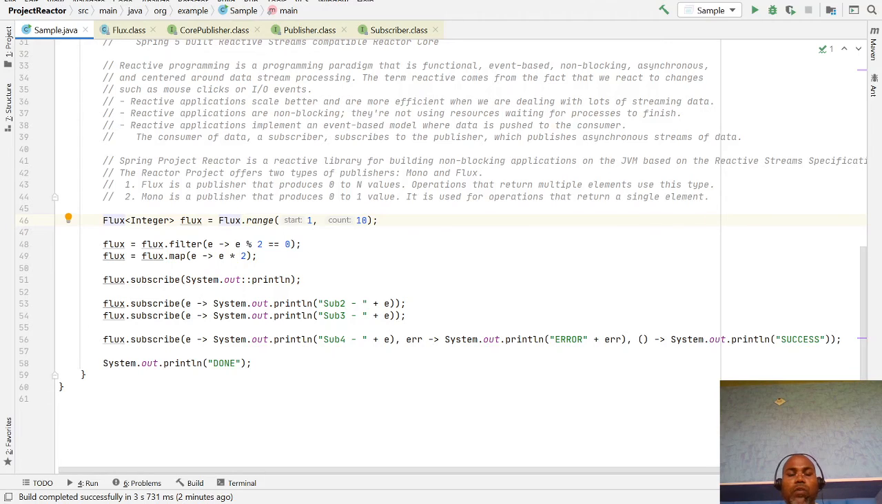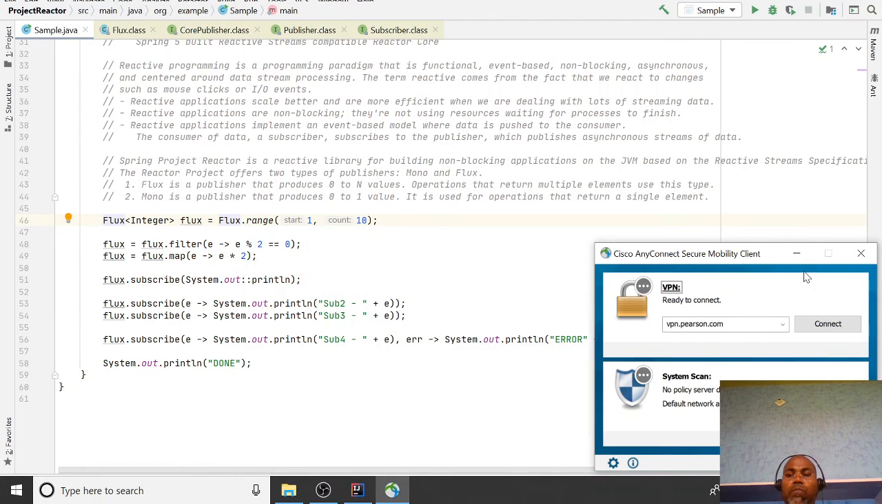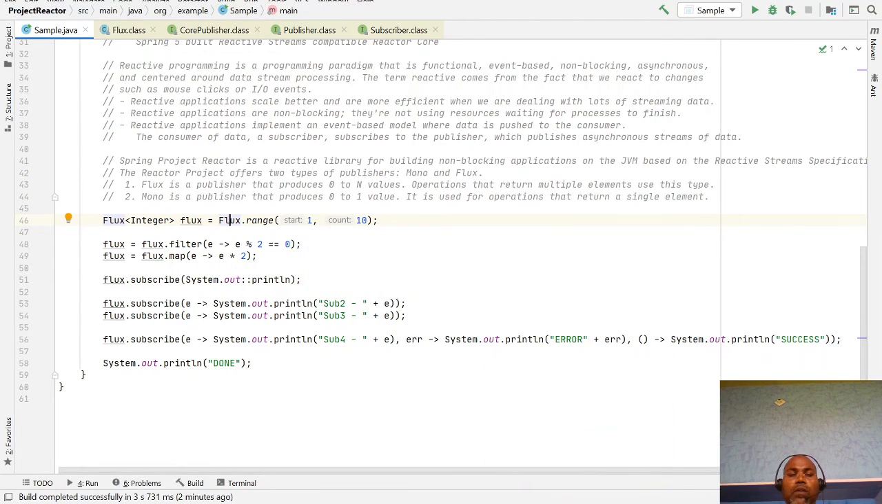So I hope it will be helpful for you. If you want to learn more, you can go through the reactive stream specification, or if you go with the Spring Project Reactor documentation, you can go through the Project Reactor documentation as well.